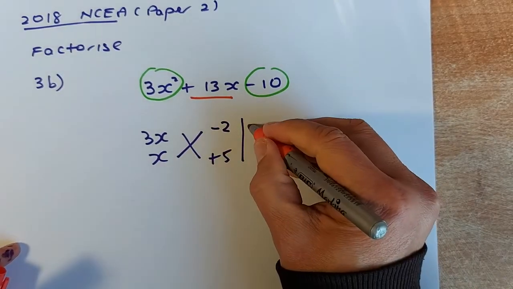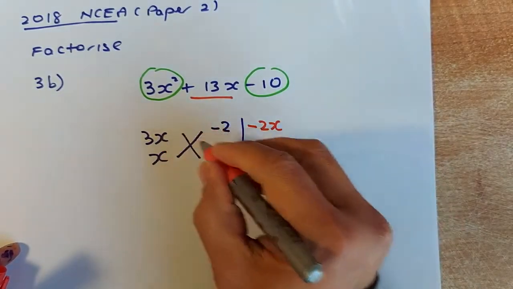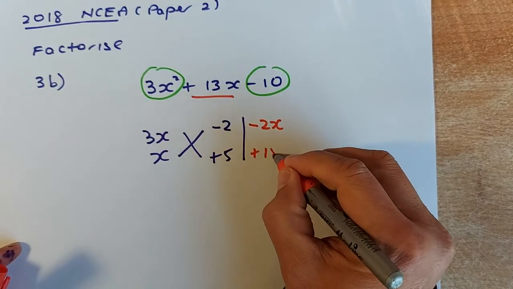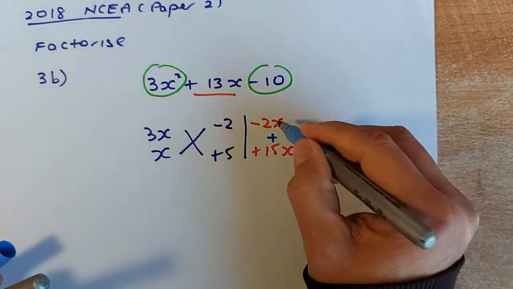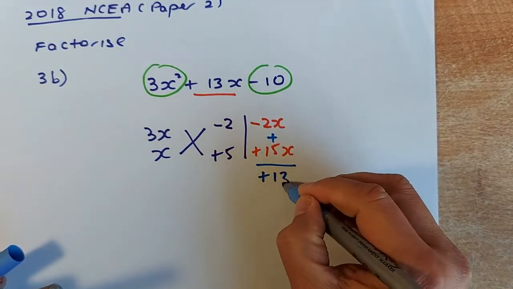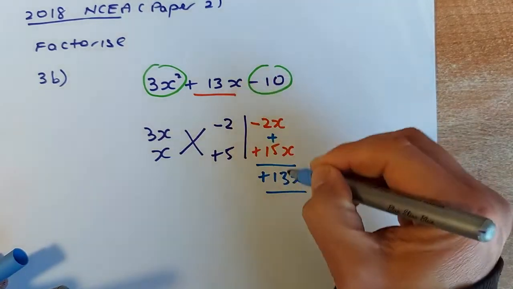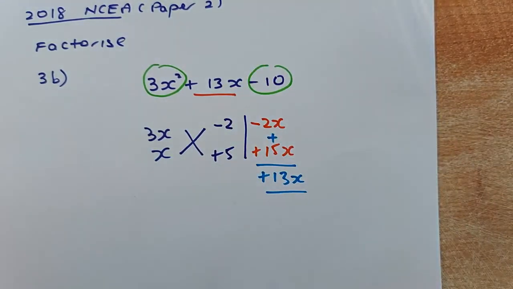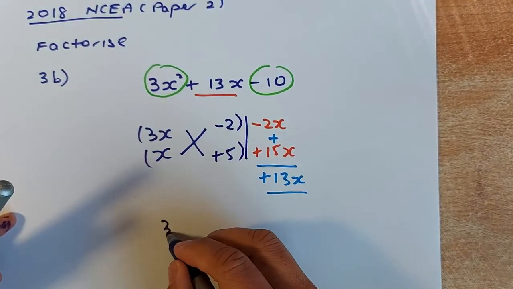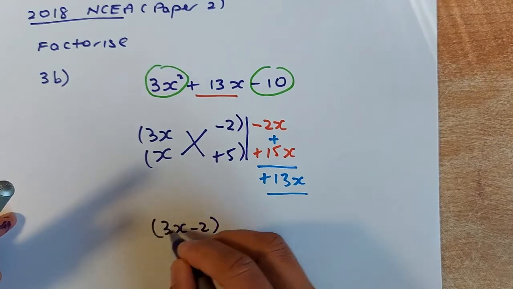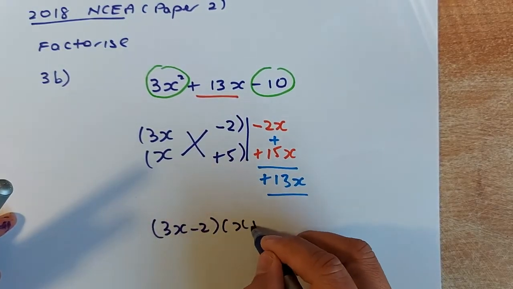So x times negative 2 is negative 2x. 3x times 5 is positive 15x. The last step you're going to do, you're going to add them up. So if you add them up, 15x minus 2x is going to be plus 13x. And we are lucky, that number and that number coincide, and then we can conclude it by putting a bracket, and the answer is going to be 3x minus 2, and the last one, x plus 5.